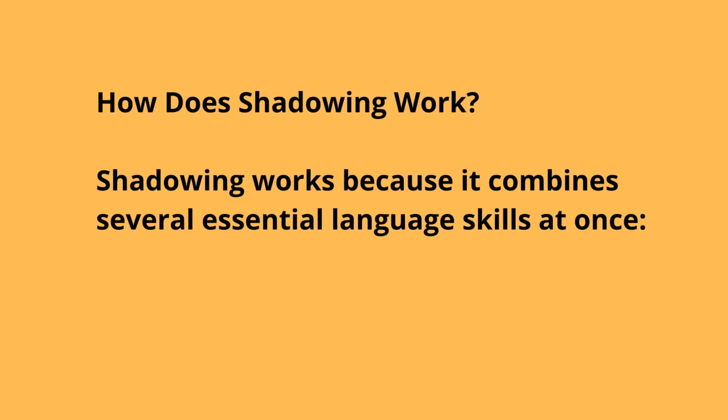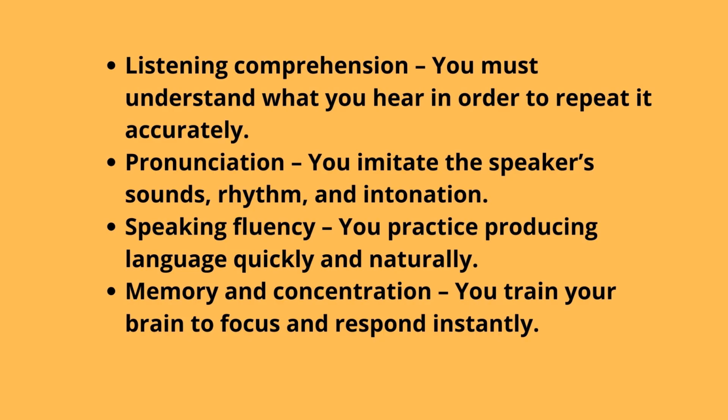How does shadowing work? Shadowing works because it combines several essential language skills at once. Listening comprehension. You must understand what you hear in order to repeat it accurately. Pronunciation. You imitate the speaker's sounds, rhythm, and intonation. Speaking fluency. You practice producing language quickly and naturally. Memory and concentration. You train your brain to focus and respond instantly.